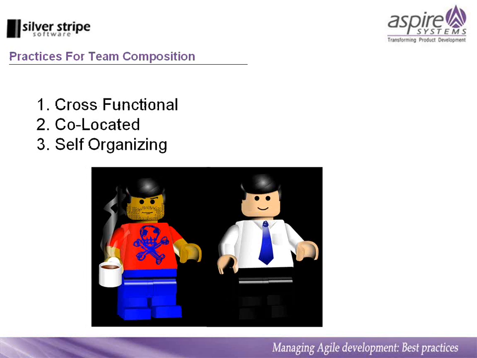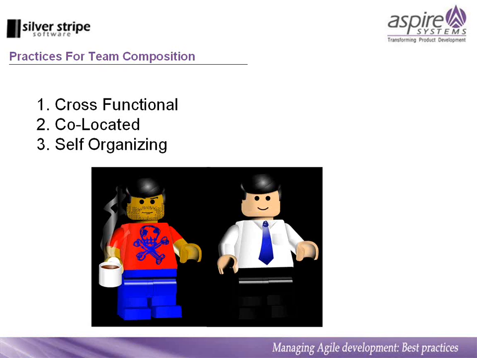So we have some practices for team composition, which are good practices to follow in Scrum. The first is that the team is generally cross-functional. In other words, we don't have a separate development team, a separate testing team, a separate database team. Instead, everybody involved in the project sits together in one team.